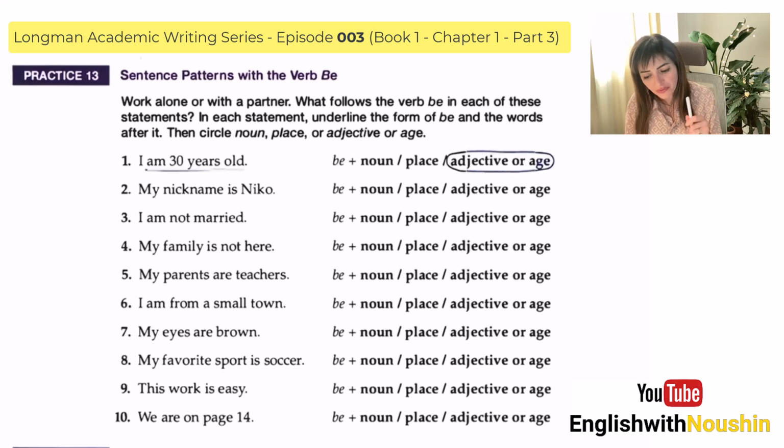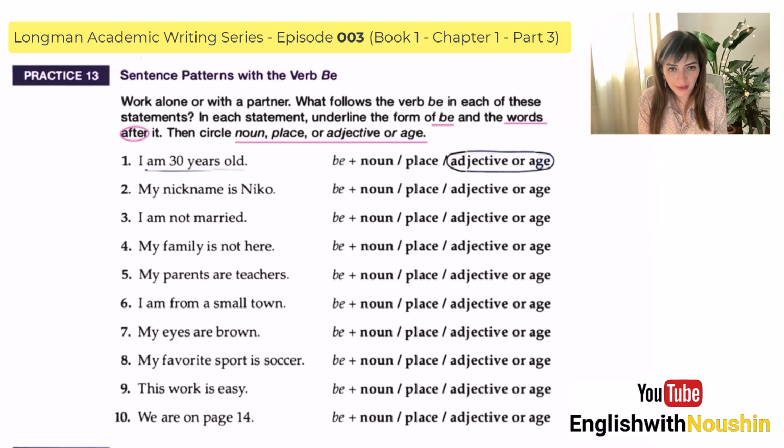What I want you to do first is to underline the form of be. So you find your verb first, and then you look at the word after it. And then you decide, is it a noun, is it a place, or an adjective or age? So for example, number 1, I am 30 years old. You've got am as your to be verb, and then 30 years old, which is an adjective or an age.